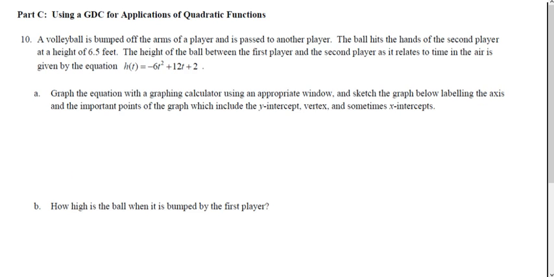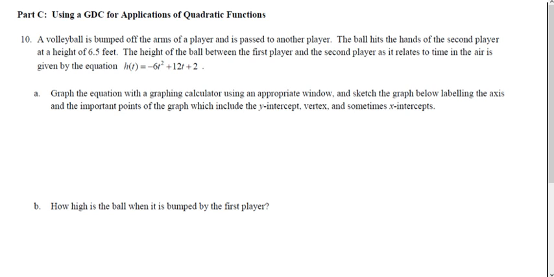Using a GDC, which is a graphing display calculator, using your graphing calculator, for applications of quadratic functions. So things change a little bit here, because context comes into this situation that may change our domain and our range, because now we're dealing with something real.